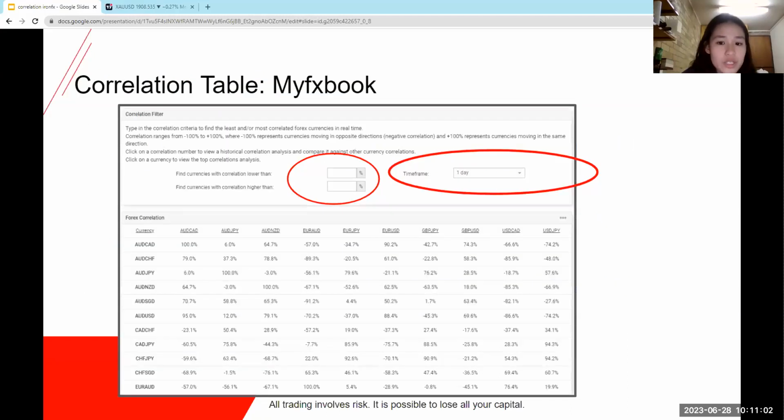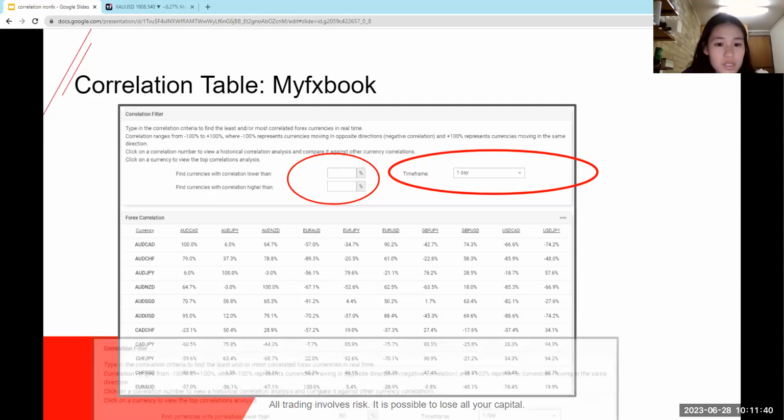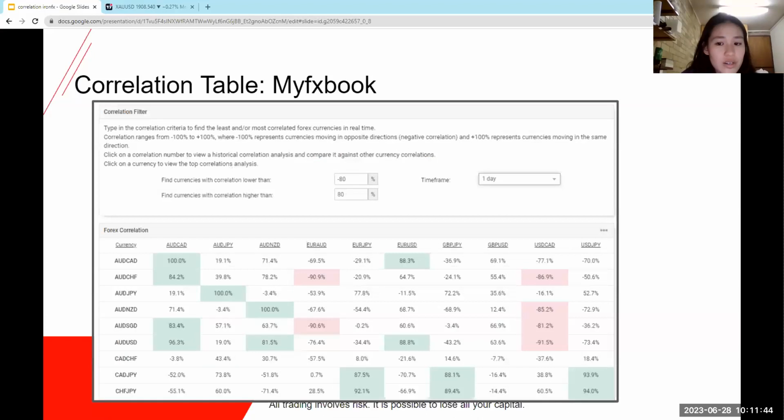So here is the correlation table from Myfxbook. You can use these correlations to find the most or least correlated Forex currencies in real time. You can make use of the filter that I've highlighted to find exactly what you are looking for and adjust the time frame to whatever you prefer. We typically want to look for correlations higher than 80 and lower than -80. So you simply input that into the filter, and then it will highlight all of the currency pairs that match up with what you have requested. So that is an easy way of finding correlations.